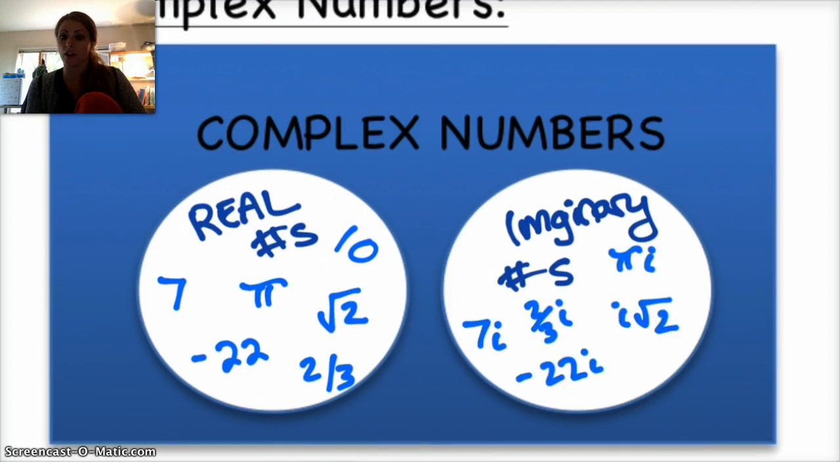And complex numbers are any combination of real numbers and imaginary numbers, with addition or subtraction. So like 7 plus 2i would be a complex number. And the funky thing is, either the real part or the imaginary part could be 0. So even real numbers are complex numbers, and imaginary numbers are complex numbers. And I'll talk more about that in a second.